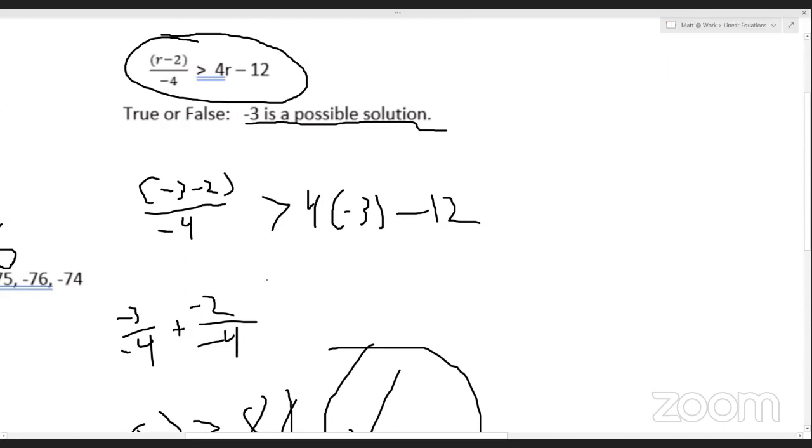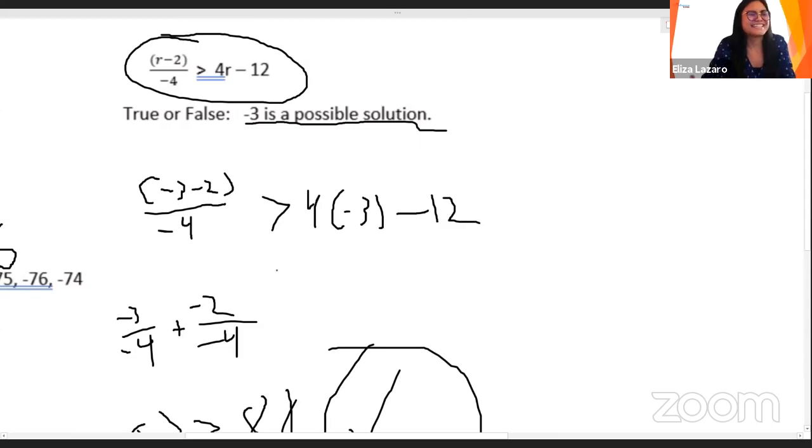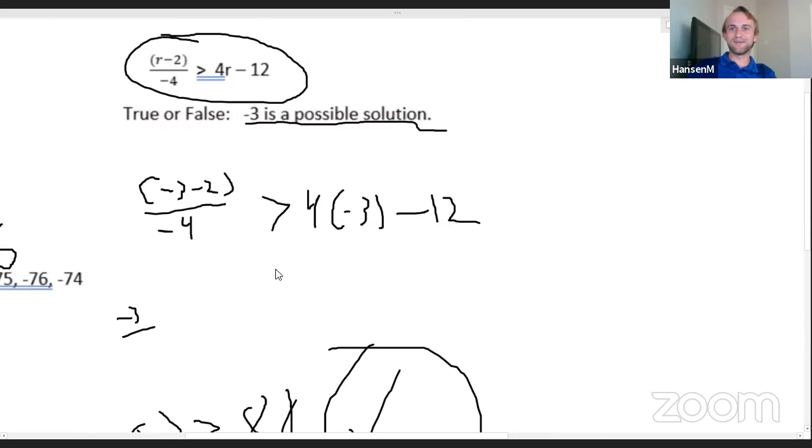No. Are you talking about the other side of the equation? Yes. Okay. Oh, okay. You're on the other side than me. All right. So we're going to start over here. So if we distribute the 4 into this 3, you get -12, -12. All right. That's what you were doing, right?